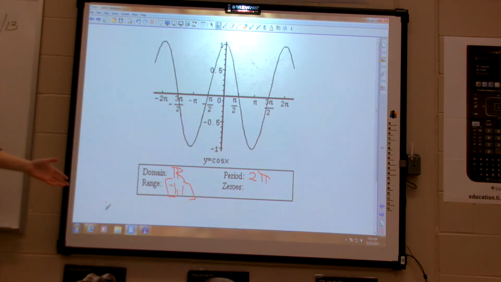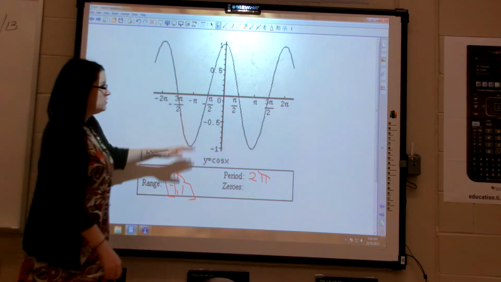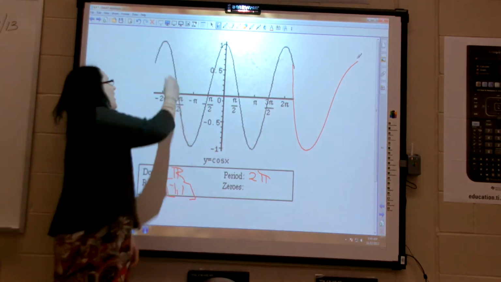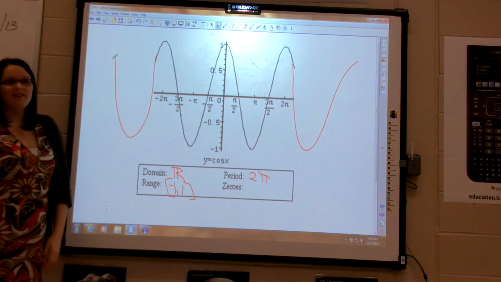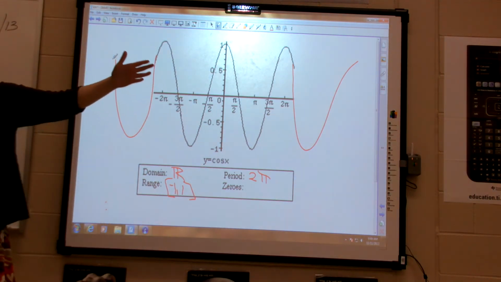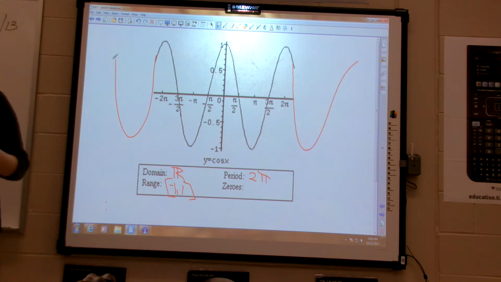How many zeros do I have? Okay. How many zeros do I have? 5. How many zeros do I have? Infinite. An infinite amount. This goes on forever and ever and ever, correct? So I need to figure out some way of writing that I have an infinite amount.